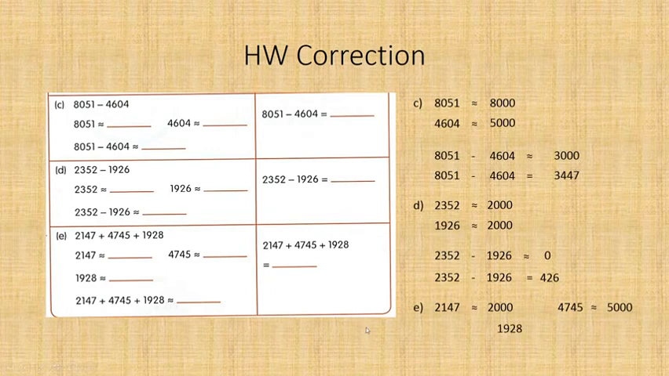Okay, 1,928, if you round it to the nearest thousand, is going to be 2,000. And if I add all of them together, like 2,147, but rounded, it means 2,000. Plus 4,745, which is rounded to be 5,000. And plus 1,928, which is rounded to the nearest thousand, which is 2,000. If you add them all up, 2,000 plus 5,000 plus 2,000, it's going to be equal to 9,000. This is the rounded answer.